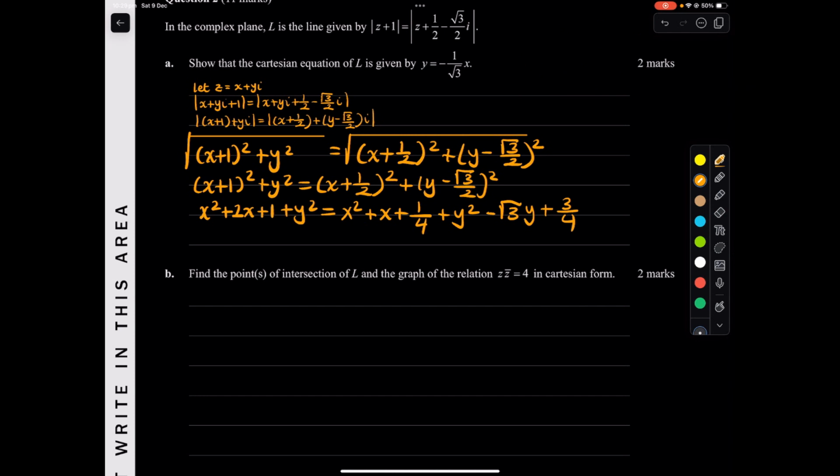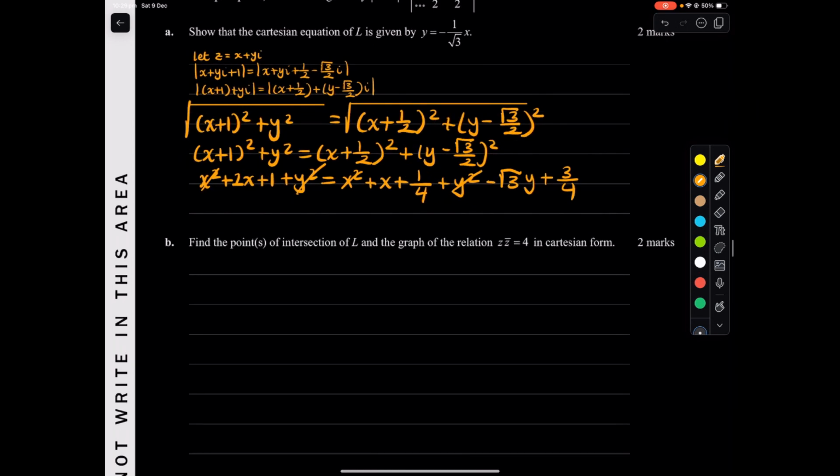And cancel things that we don't need. For example, x squared on both sides will cancel out. The y squareds also cancel out. Bring everything to the left. So 2x plus 1 minus x, these add up to just x, and then minus 1 bring on the left. Those cancel. And then plus root 3y is equal to 0.